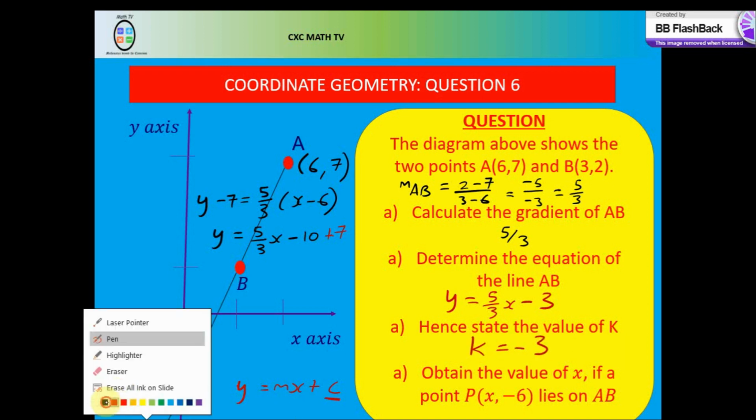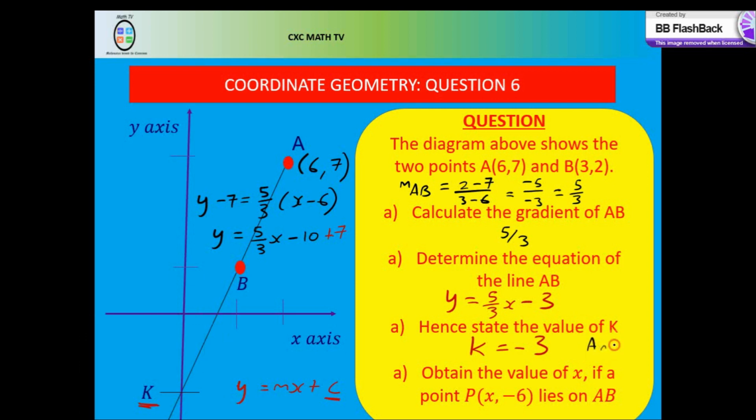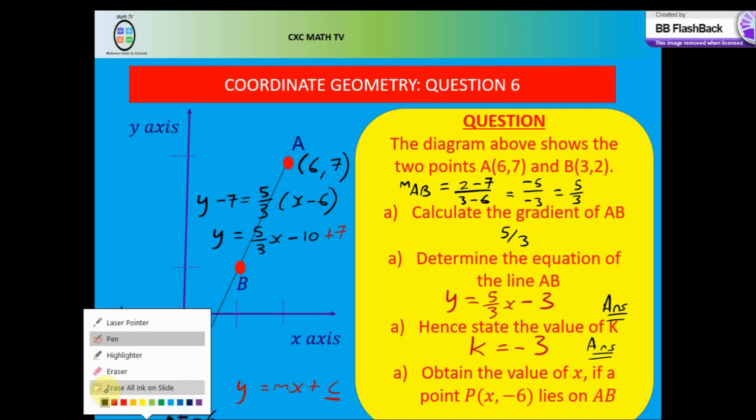Easy. Now the last part says, obtain the value of x. We need to obtain the value of x if a point x, negative 6 lies on AB. So when the x value is negative 6, so negative 6 is somewhere over here, we need to find the corresponding, oh sorry, the y value is negative 6. I'm doing rubbish. The y value is negative 6, so the y value is somewhere here, negative 6. We need to find the corresponding x value, right? That's what we need to find.